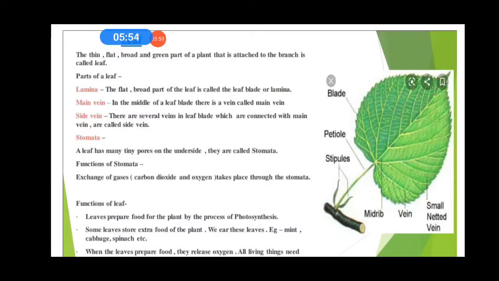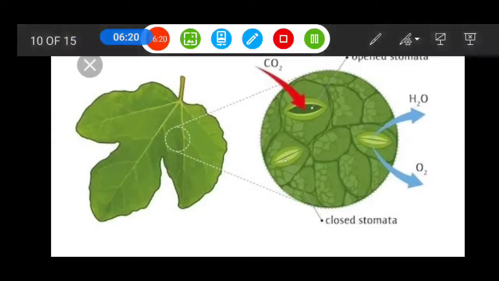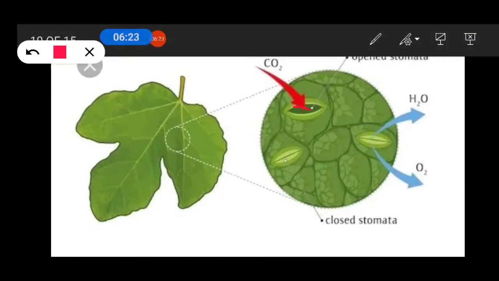Now what is stomata? A leaf has many tiny pores on the underside of a leaf. They are called stomata. Okay. Now functions of stomata. Stomata plays an important role for leaves. It helps in exchange of gases. Gases mean carbon dioxide and oxygen. Okay. Look at this picture. These pores are called stomata. They help in exchange of gases.